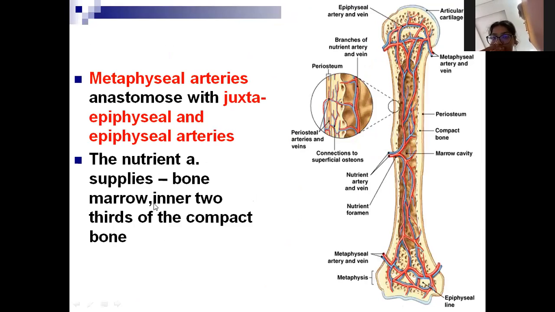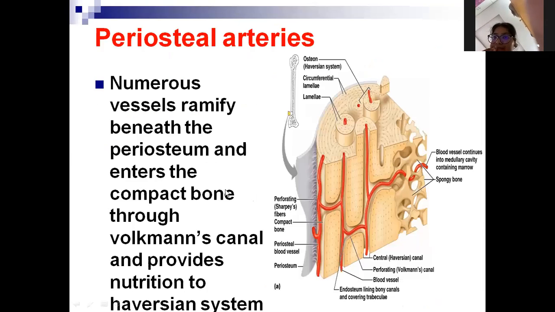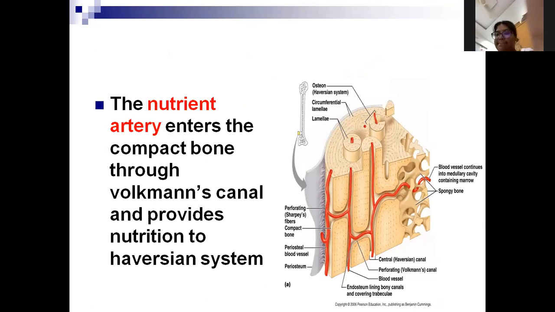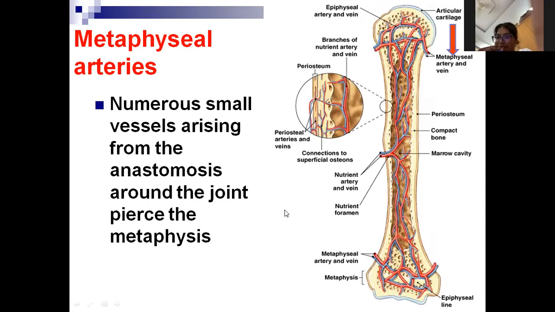Periosteal arteries are the arteries which are seen from outside. So this we will do when we do histology. These branches will enter into the Volkmann's canal, the Haversian system and all. Metaphyseal arteries are at the metaphysis. They actually form the round coils. Okay, they pierce.